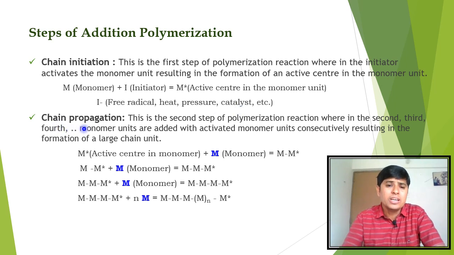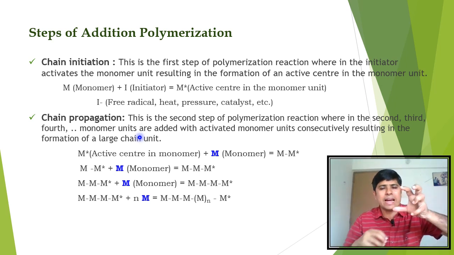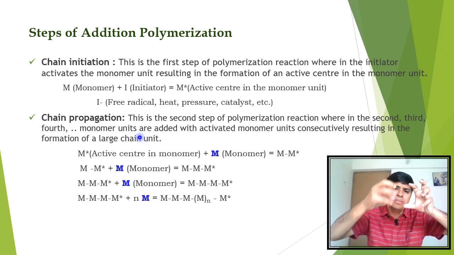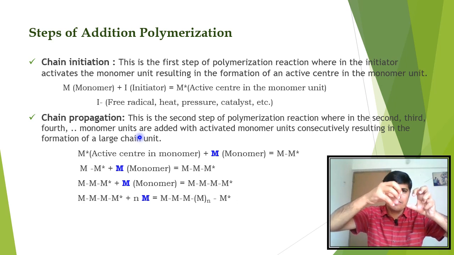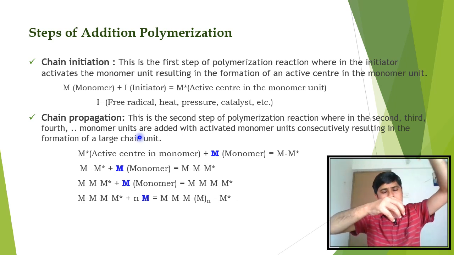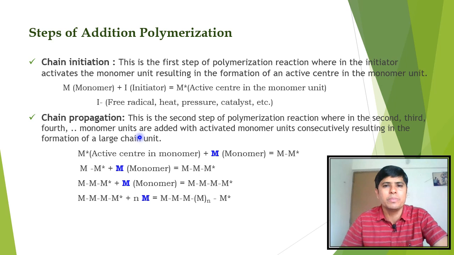The next step is chain propagation. This is the second step of the polymerization reaction, where the second, third, fourth monomer and so on, each monomer unit, is added to the activated monomer unit conjugatively. The first monomer unit is activated. Now the second monomer unit will come and combine with it to form the chain, and this chain is activated. Then the third monomer unit will be added to this polymer chain, and in this way chain propagation takes place.